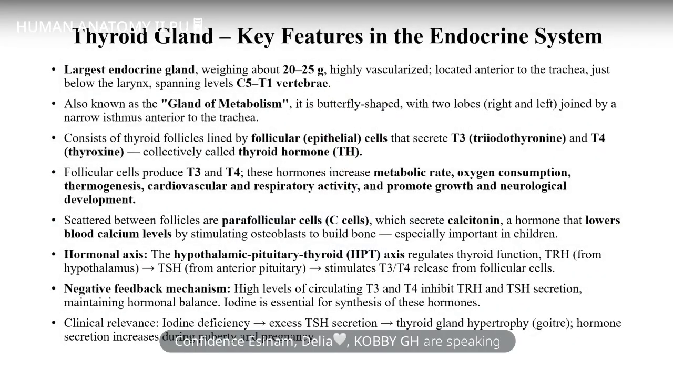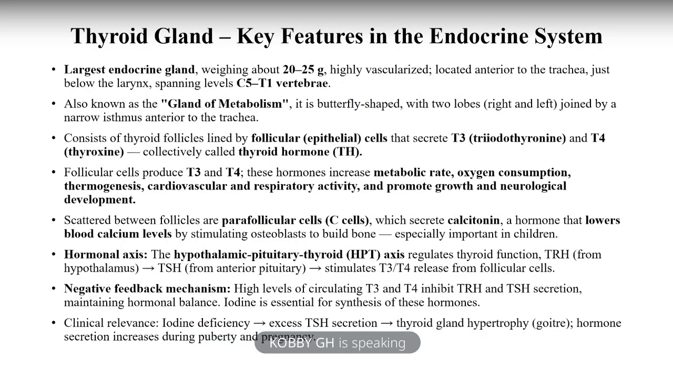Take note, T3 and T4 are hormones, they are not cells. Within the thyroid gland, we have two types of cells: the follicular cells and the parafollicular cells. The follicular cells are the cells in the thyroid gland that secrete T3 and T4, and the parafollicular cells are the cells that secrete calcitonin.